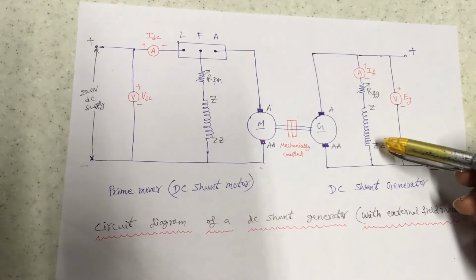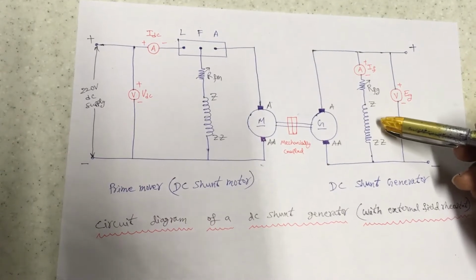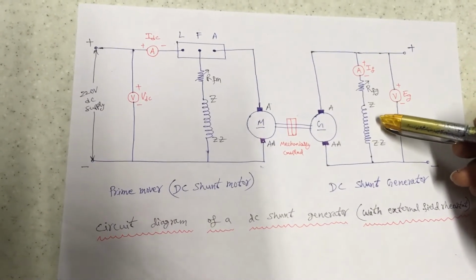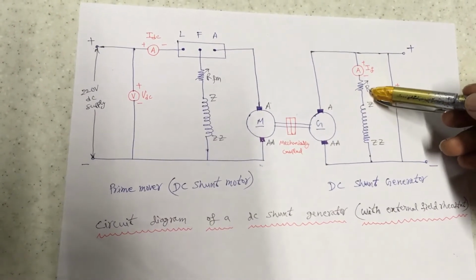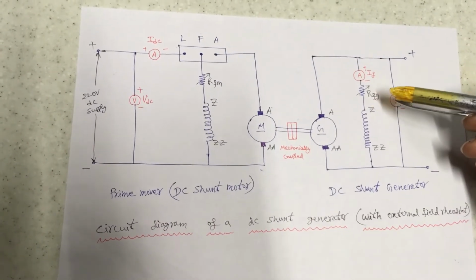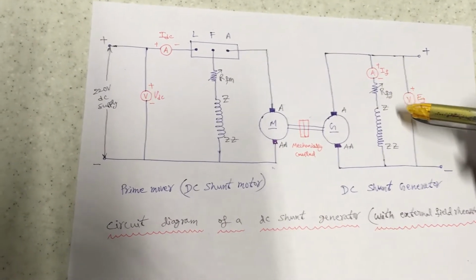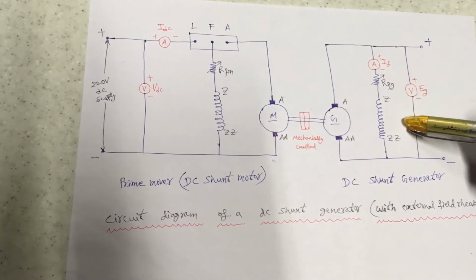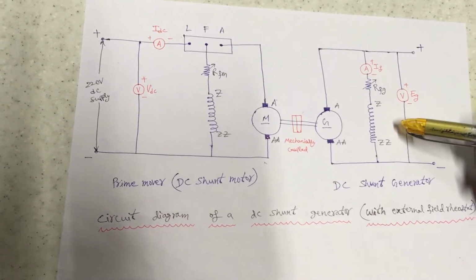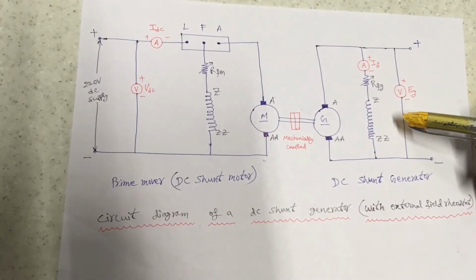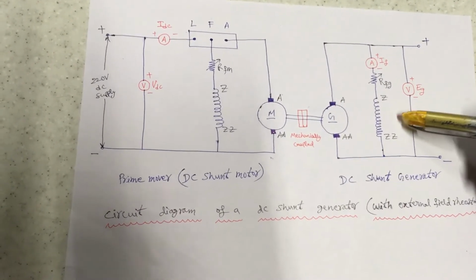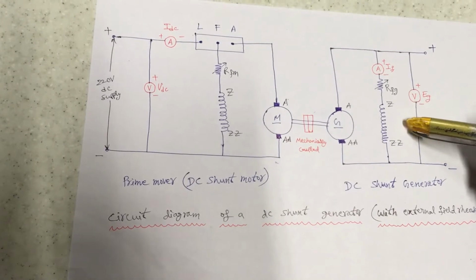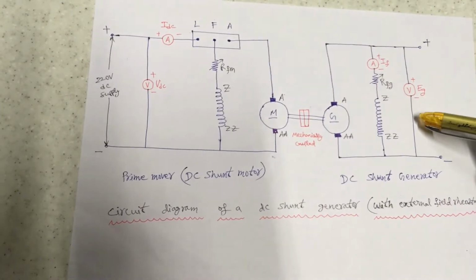Then we will measure the field winding resistance with the external field winding rheostat. Then we will draw that resistance line in the magnetization characteristics. Then we will see the voltage across the armature given by the plot. Then we are going to compare these two values.